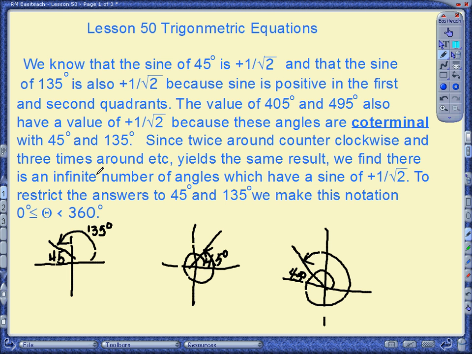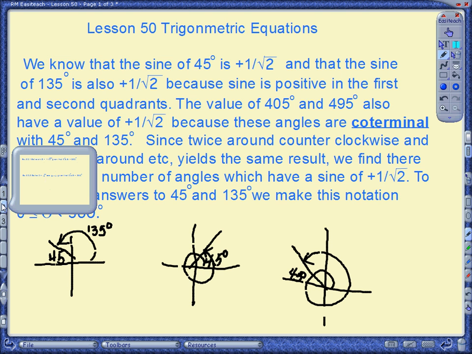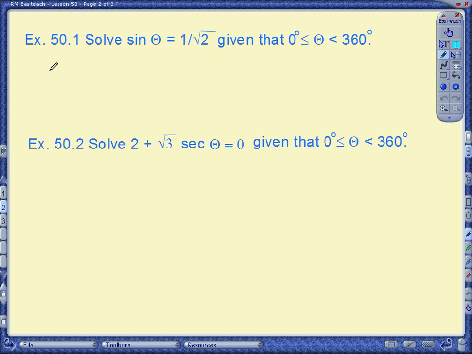They are coterminal with the angle that's less than 360 that rotated to that position. We can go around twice, 3 times, 4 times, 5 times, as many times as we want, and there would be an infinite number of angles which have a sine of positive 1 over root 2. To restrict the answers to something that's reasonable, we just use 45 and 135, and we always have angles now when we solve trig equations. Our angles only are in between 0 and 360. We only look at angles that have those parameters.